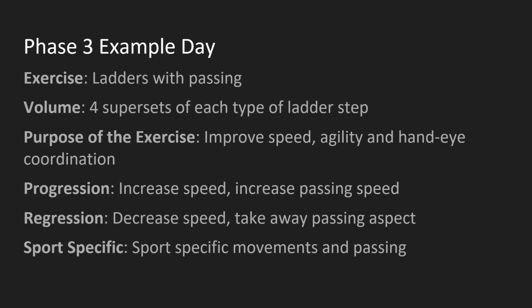Next, we have ladders with passing. So we'll have 4 supersets of each type of the ladder. Agility exercise. So we're working on improving speed and agility in addition to hand-eye coordination. So we'll progress by increasing the speed or increasing the passing speed, and regress by decreasing those things or taking away the passing aspect of the exercise.